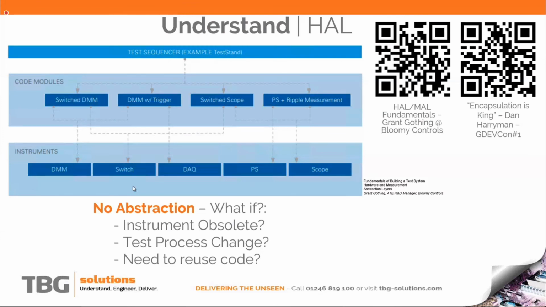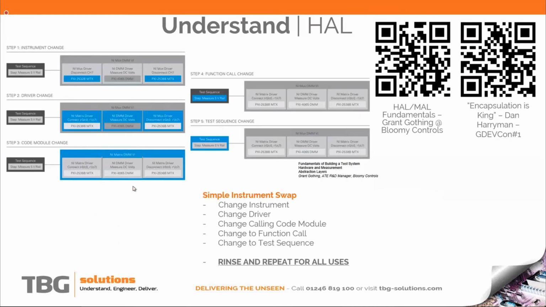What if the test process changes? If you've got everything all in one VI, again, how are you going to refactor the code easily? How are you going to make sure that you can run n number of different product variants? And also, if you need to reuse the code, what are you going to do? Are you going to take the whole complicated VI and try and pick it apart? No, you're going to create yourself a bit of a rod for your own back. So that's the example of no abstraction.